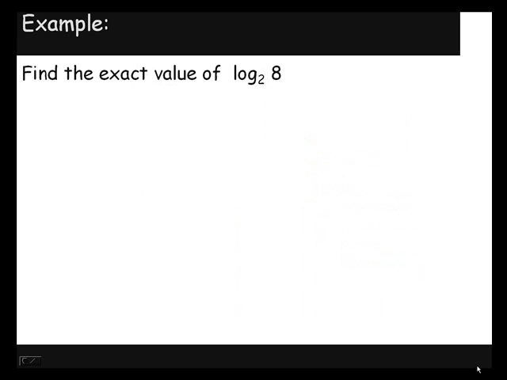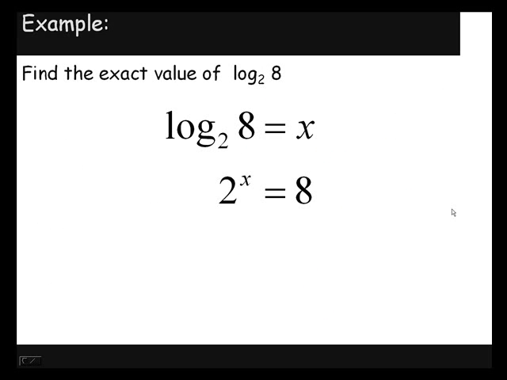In this example, we're going to find the exact value of log base 2 of 8. So we're going to say log base 2 of 8 equals what? And then we're going to rewrite it. So the base is 2, the power is x, so 2 to the x equals 8. Some of you already know this. 2 to the what is 8? Well, 2 times 2 is 4, times 2 is 8. So it looks like the third power. But let's keep working it.